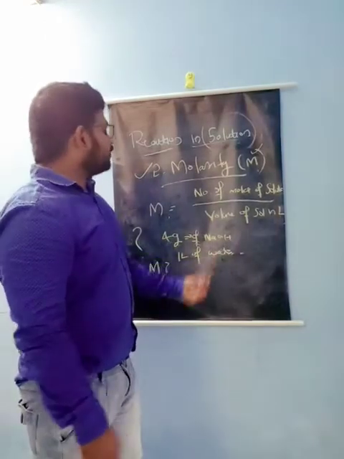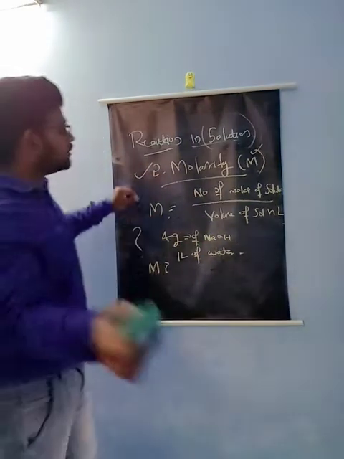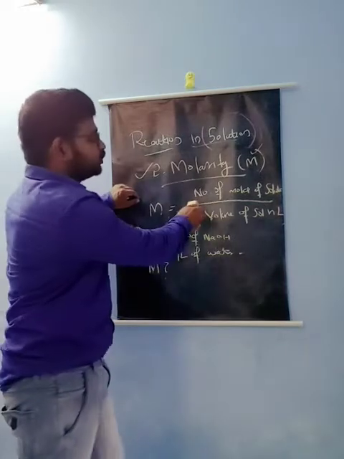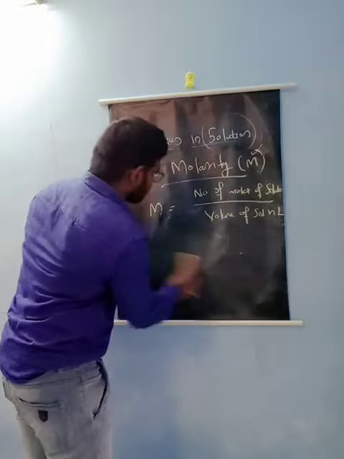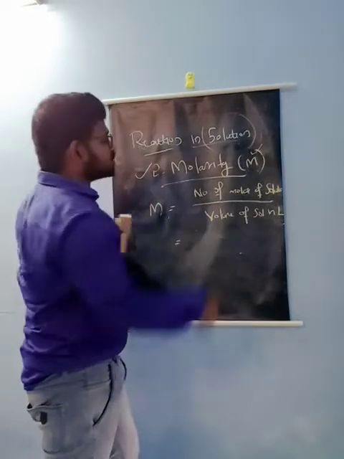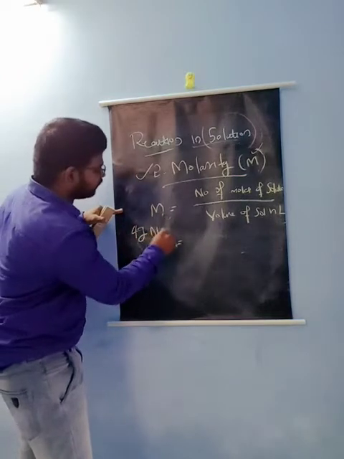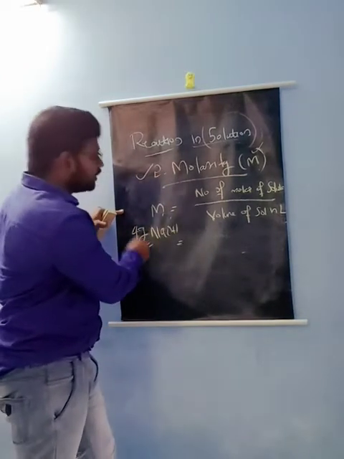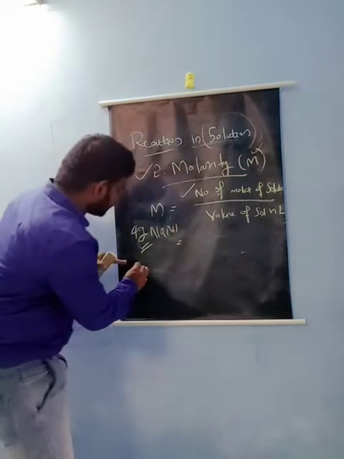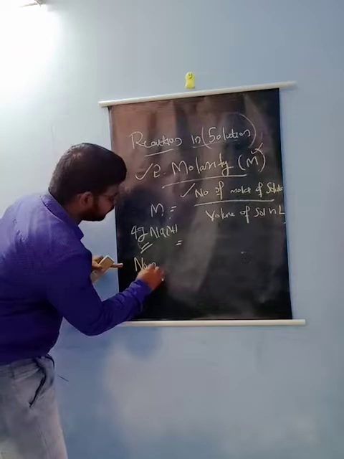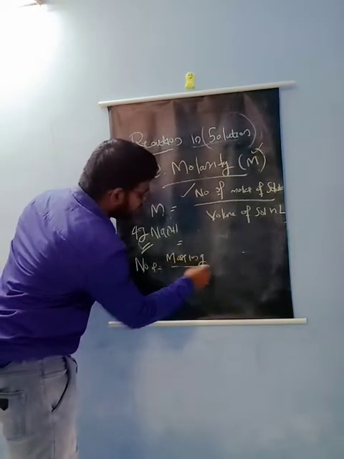So we are going with this equation. We know that the equation is M equal to number of moles of solute divided by volume of solution in liter. Here we have been given 4 gram of sodium hydroxide, so by using 4 gram, we can determine the number of moles of solute. We know that number of moles is equal to mass in gram divided by molecular mass.